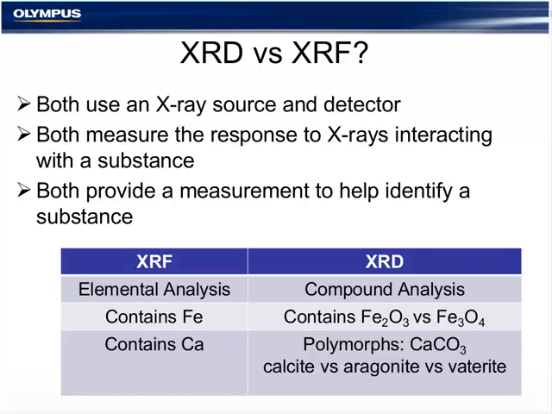So with an XRF, you would be able to analyze and detect iron, regardless of its state. With XRD, the same analysis will yield information such as hematite or magnetite, shown on the right-hand column. XRF will give you total elemental calcium, regardless of how it's structured. XRD can show you the polymorphs of calcium carbonate: calcite versus aragonite versus vaterite. This is the main distinguishing difference between the two techniques.